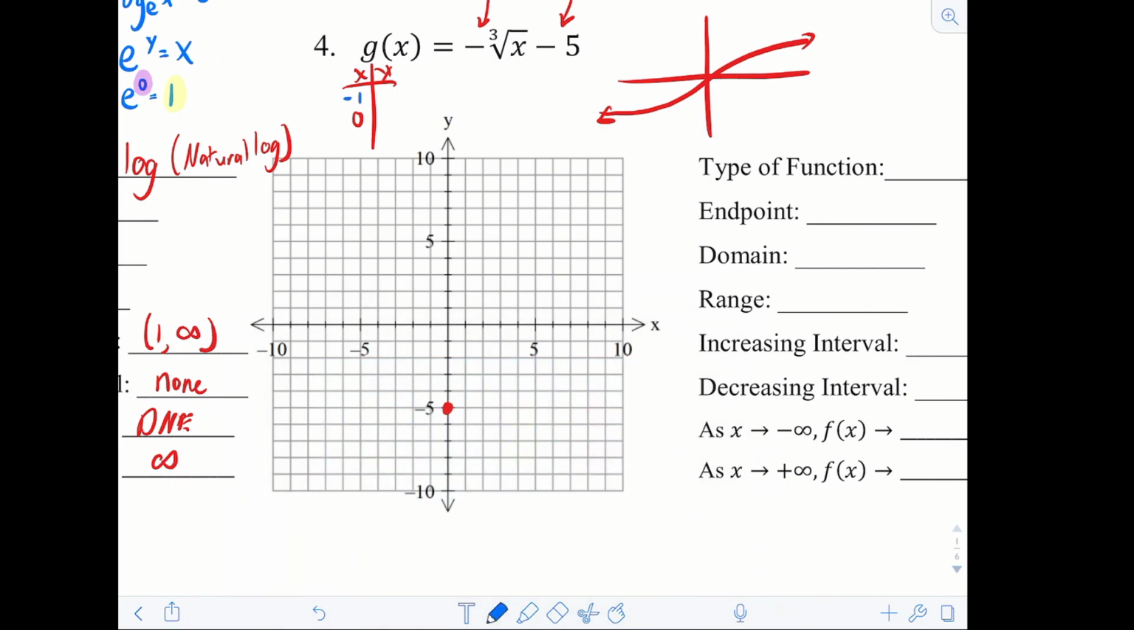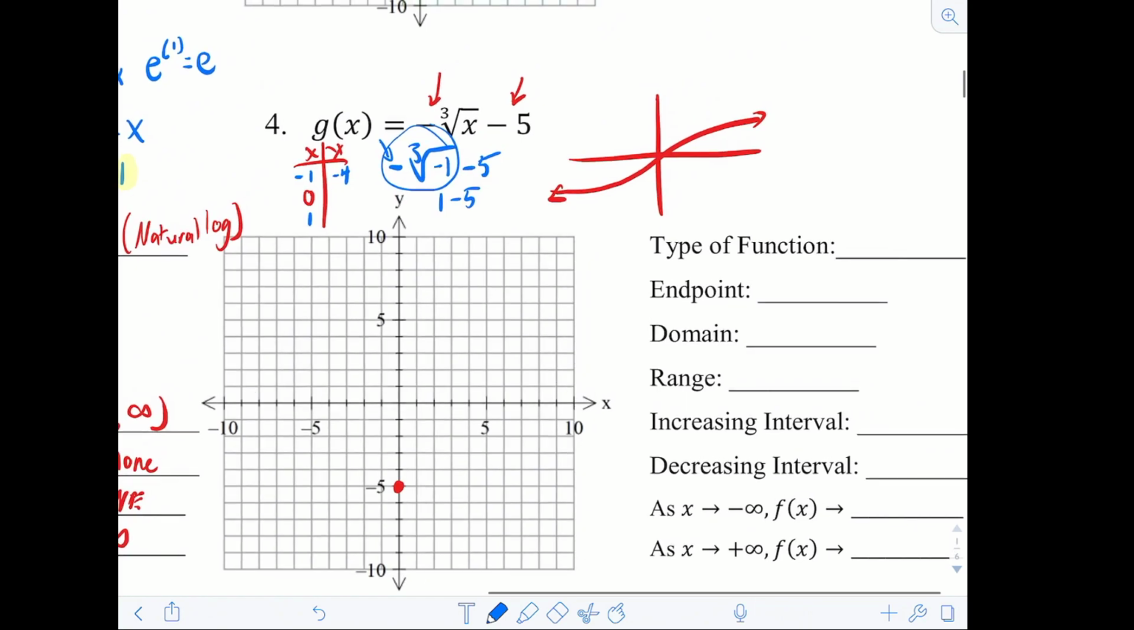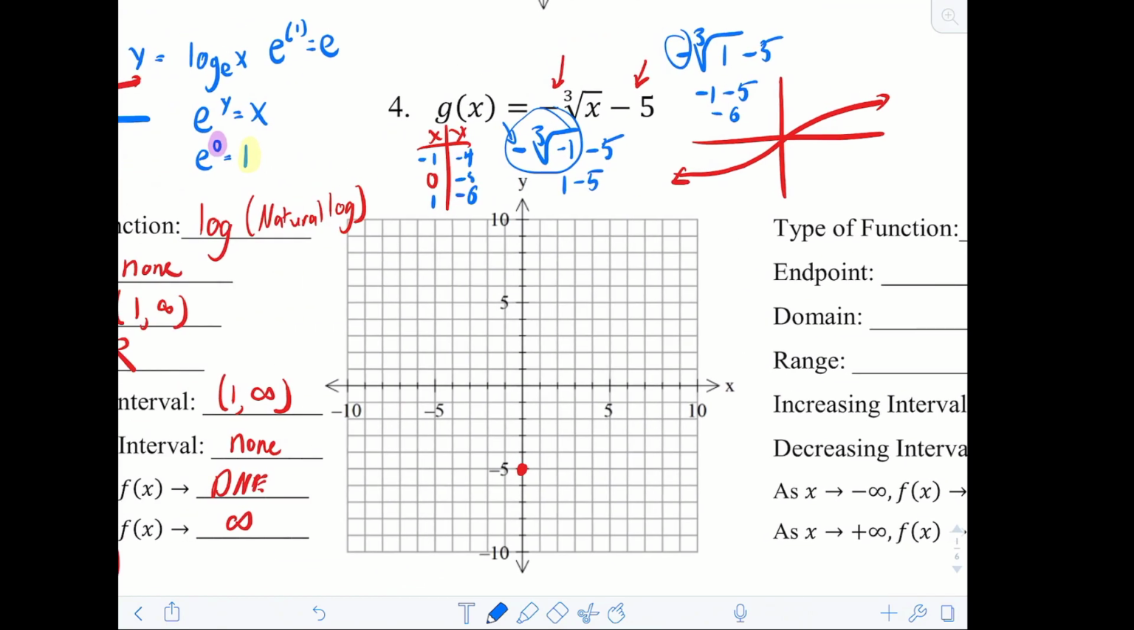Now if I end up choosing, let's say, negative 1 and 1, since this is not vertically stretching or shrinking at all, I can think about this as negative cube root of negative 1 minus 5. The cube root of negative 1 is negative 1, but there's also a negative in front. So it's really just saying 1 minus 5, which is going to give me negative 4. And then do that again for 1, so negative cube root of 1 minus 5. Cube root of 1 is just 1, negative 1 because of that negative right there. So negative 1 minus 5, which is going to give me negative 6. So negative 6, and this is negative 5.